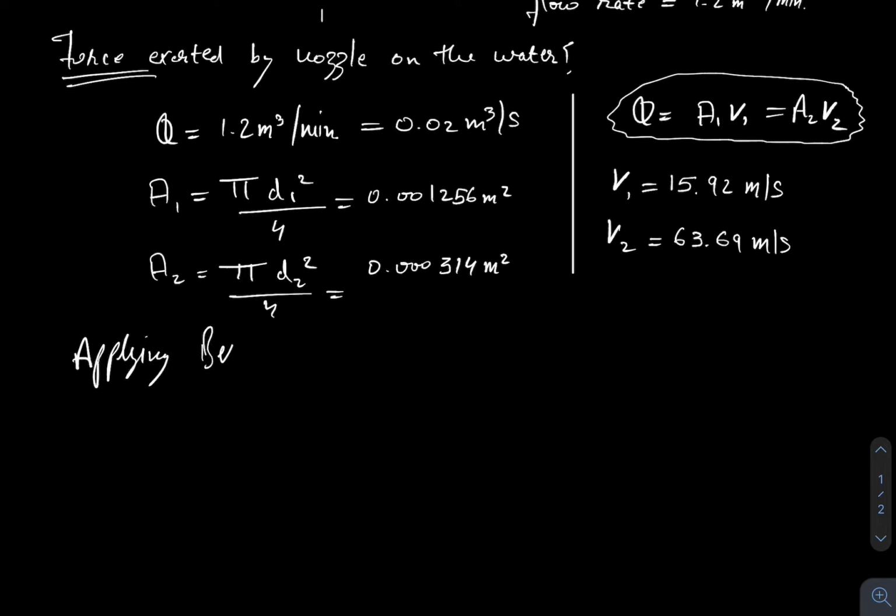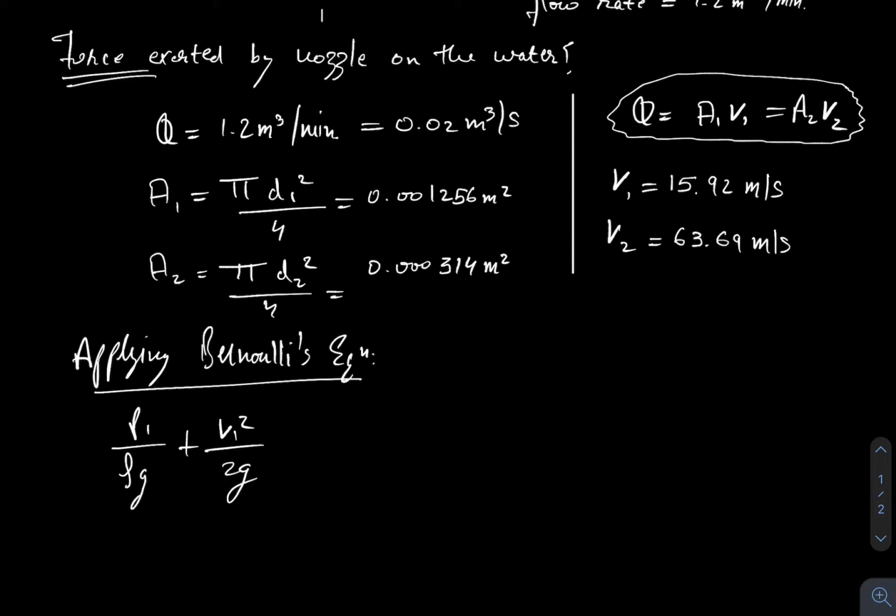Applying Bernoulli's equation. What does it state? P1 upon rho g plus V1 square upon 2g plus Z1 is equal to P2 by rho g plus V2 square by 2g plus Z2, right?